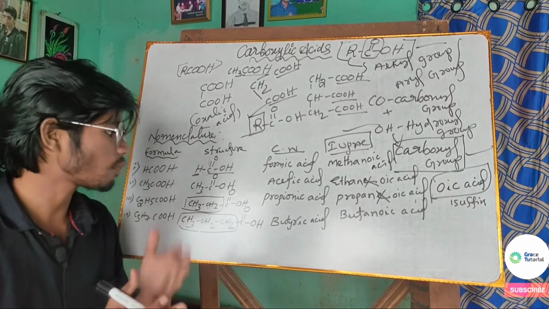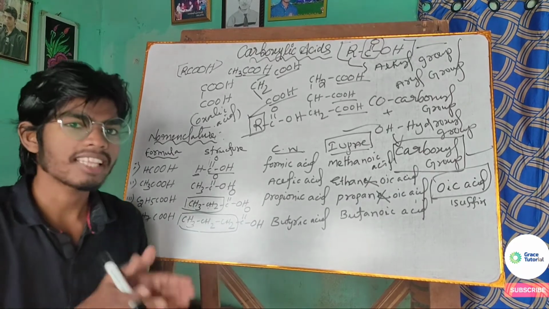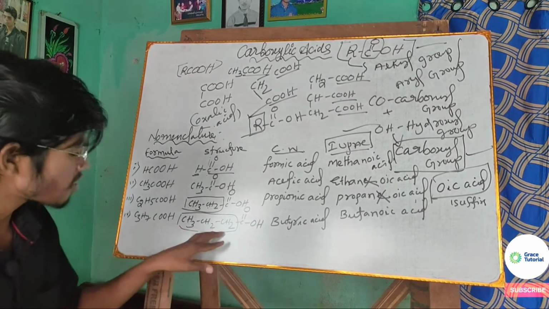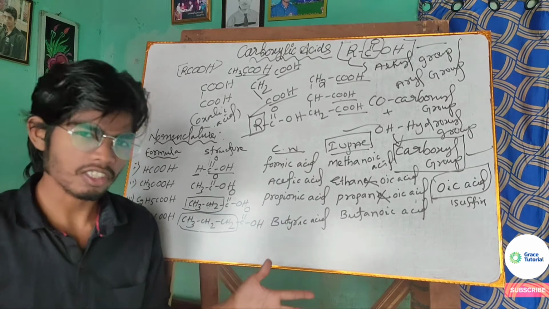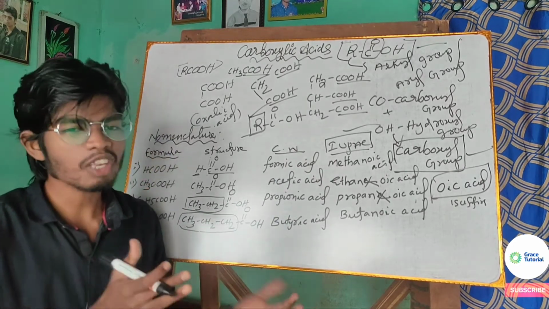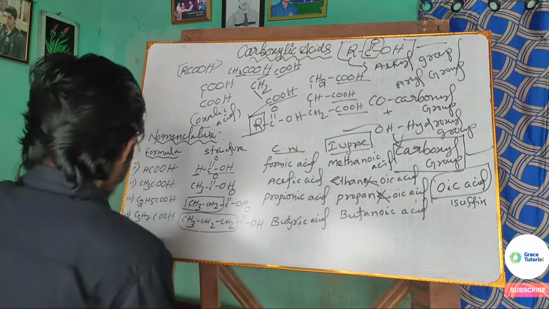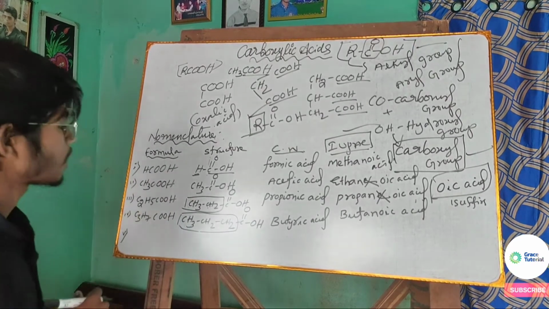Suppose the butyric acid reacts with butyl alcohol, then what results? Or the structure is given like this: CH3 CH2 CH2 COOH. Name the compound on the basis of the IUPAC system. So in this way, the IUPAC as well as the common name, both are very much important to remember. And let us look at the last number.